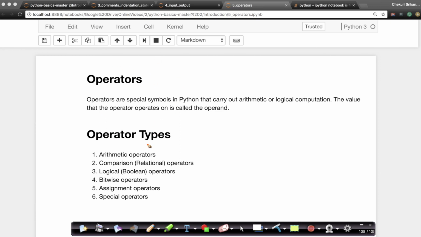Now let's look at some basic operators in Python. Operators basically help us do basic arithmetic and logical operations. We'll look at a bunch of operators. And let's say if I say 2 plus 3, this is called an operator.